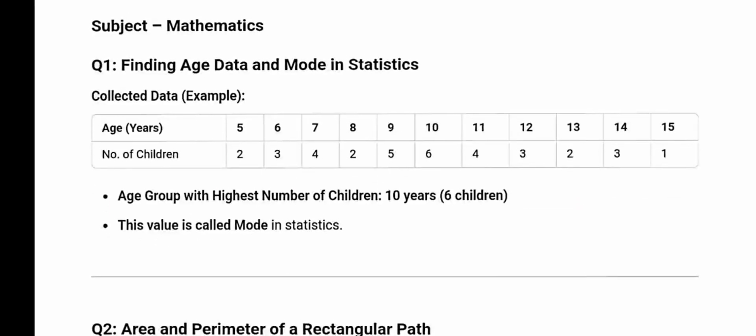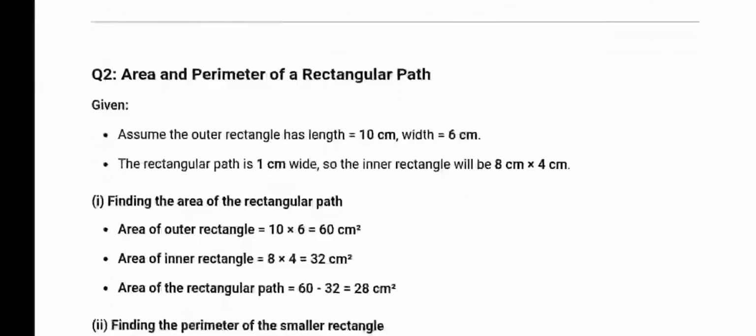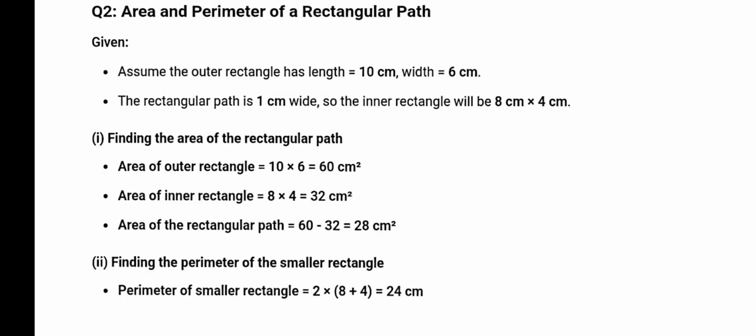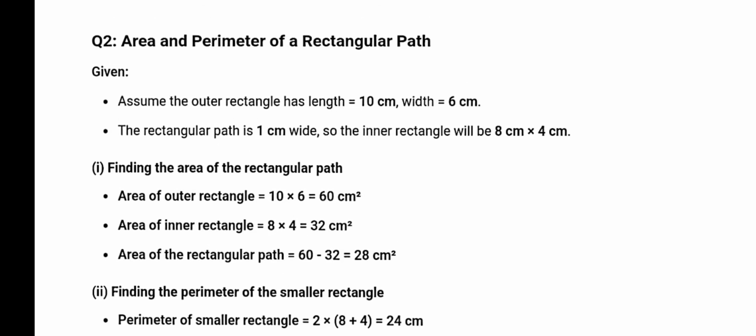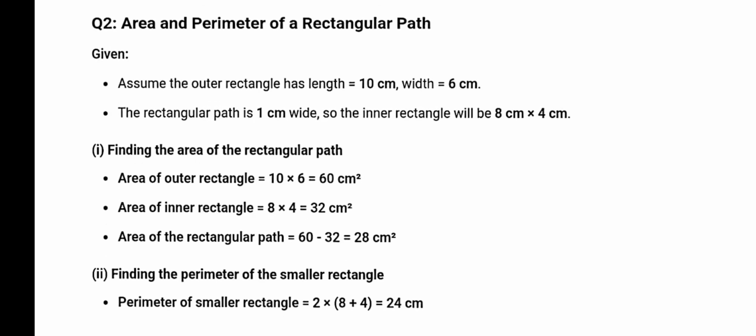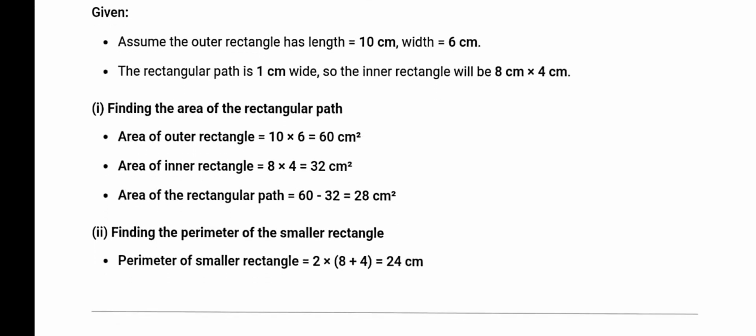Q2. Area and perimeter of a rectangular path. Assume the outer rectangle has length equal to 10 cm and width equal to 6 cm. The rectangular path is 1 cm wide, so the inner rectangle will be 8 cm by 4 cm. Finding the area of the rectangular path.